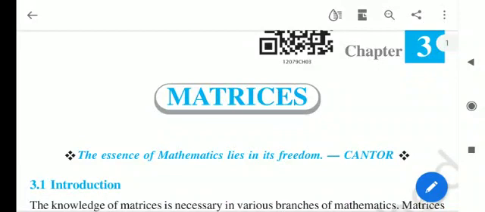Dear children, today we are going to start a new chapter, matrices. This matrices is an old branch of mathematics, but it came into wide use around 1925 in quantum mechanics. In quantum mechanics, many elements are to be placed in order where the position of a specific element in that order is important. So it is used widely in quantum mechanics.